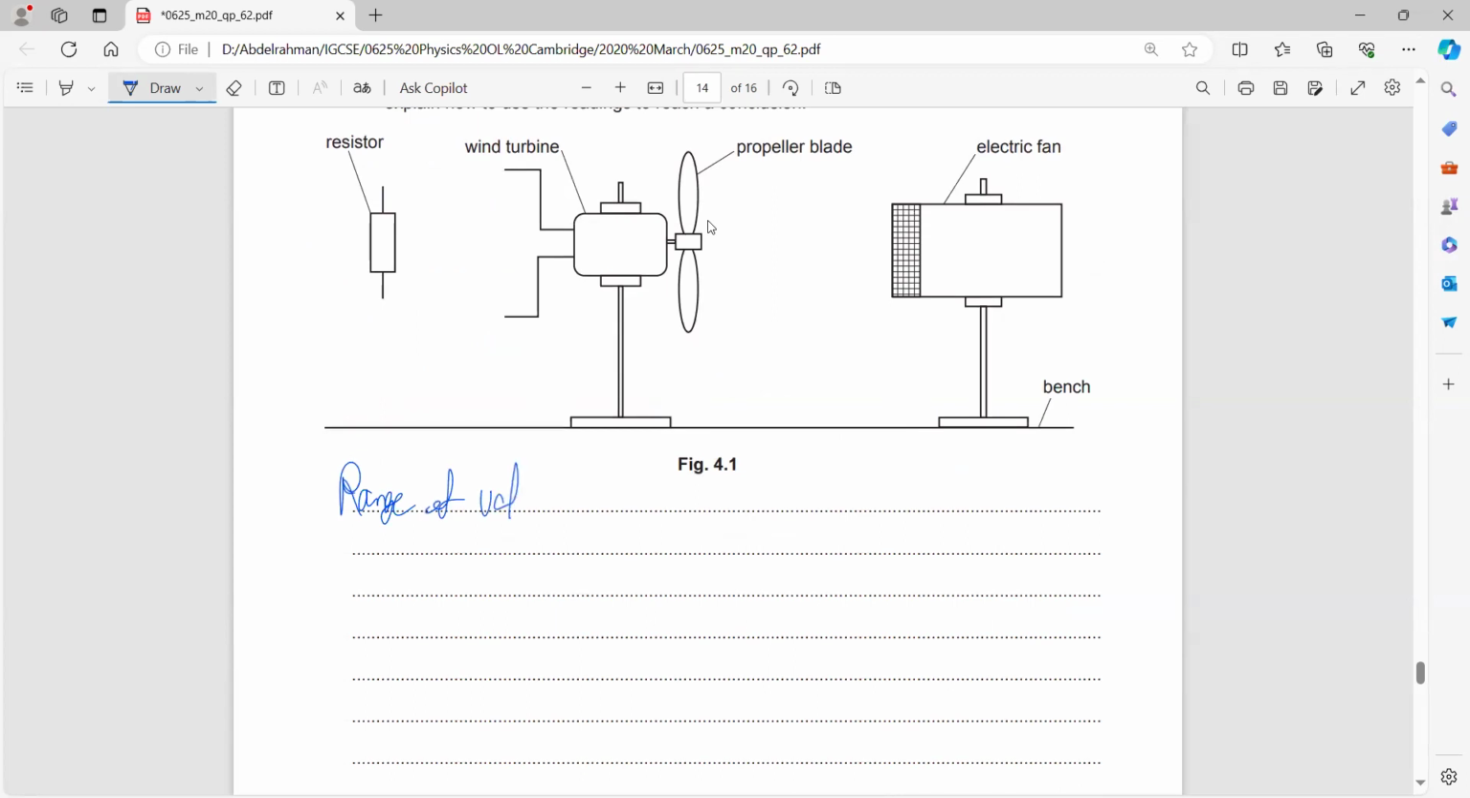Range of values. Okay. What is the variable he'll be changing? What is the independent variable? The airflow, or air speed, for example. This is the variable he will be changing. For example, he has several speeds: 1 meter per second, 2 meters per second, 3 meters per second, 4 meters per second, 5 meters per second. This is the speed of the air, the speed of this fan.